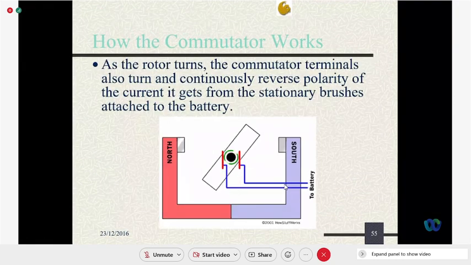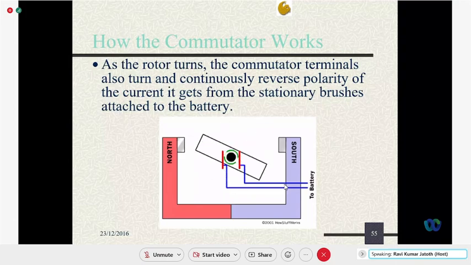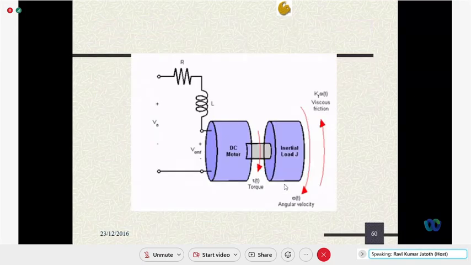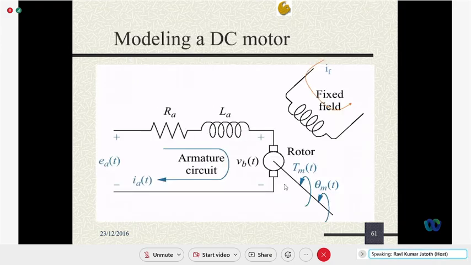So this is how the DC motor works. Now here is the equivalent diagram that is drawn. RA here is the armature resistance. You have an armature winding, right? The armature winding has resistance, that is RA. The armature inductance is LA. Okay, so this is RA and LA.